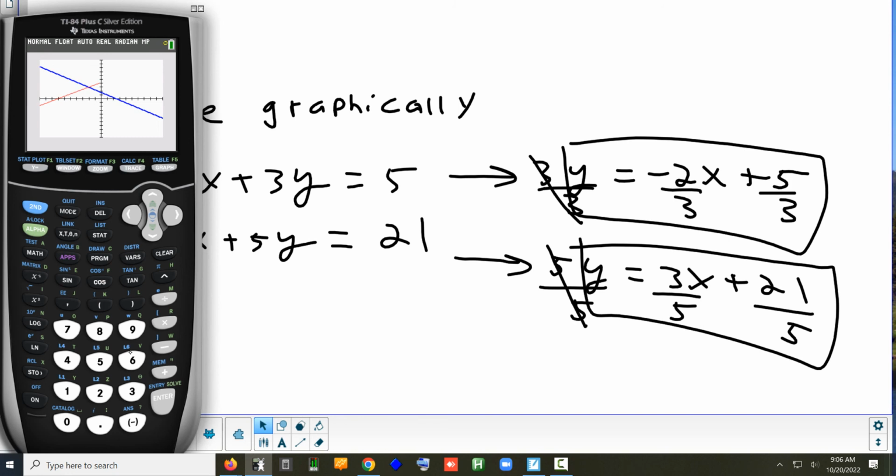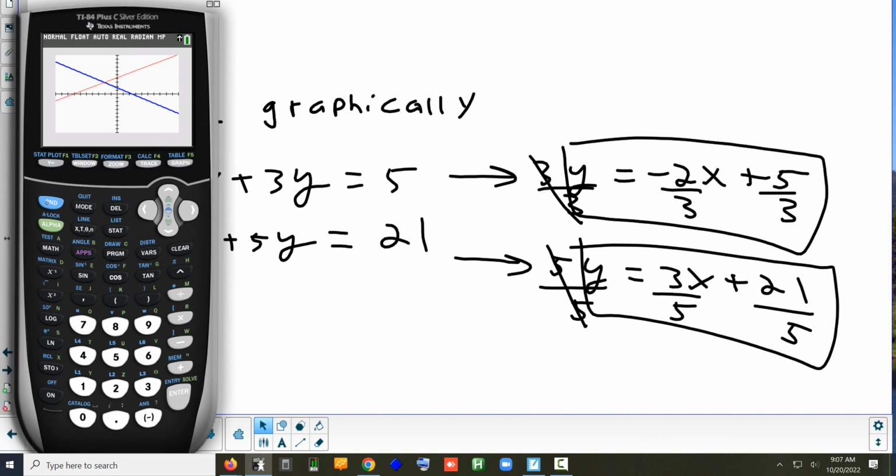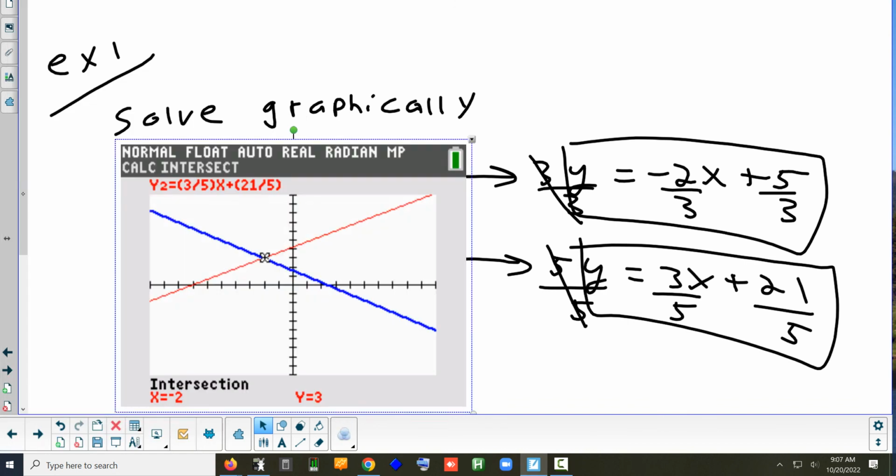Okay, so they definitely cross. They could have been parallel if the slopes were the same, and then they wouldn't cross, and you wouldn't have an answer. This time they do. So second, calc, intersect. Does the guess matter on this intersect? No, because there's only one. The guess only matters if there's more than one. Okay, so there's our answer.